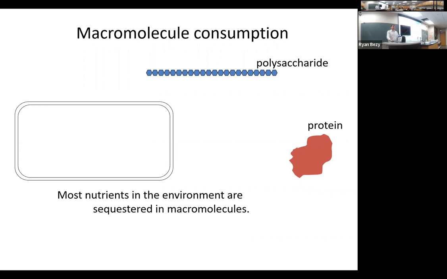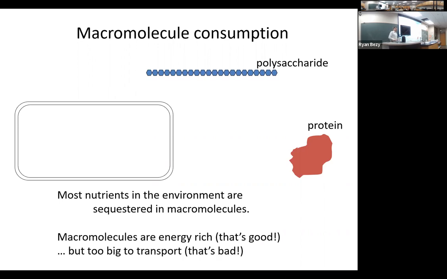A lot of these nutrients are sequestered in the form of macromolecules floating around, like a polysaccharide sugar or protein. These are really good carbon sources, nitrogen sources, sometimes hydrogen sources, oxygen sources, just energy sources. The cell would like to get some of these nutrients. Macromolecules tend to be energy-rich, nutrient-rich molecules for cells. The problem is they're usually too big to transport across the membrane. So an entire protein cannot pass freely through membranes.